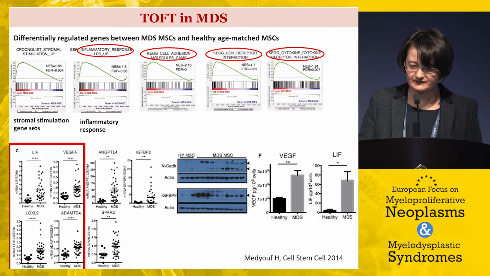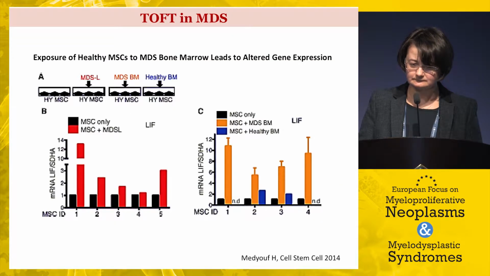The RNA screening in myelodysplastic mesenchymal stromal cells showed that the most differentially expressed genes are those related to inflammation and adhesion molecule processes, and with stromal stimulation. Also, exposure of healthy mesenchymal stromal cells to MDS mesenchymal stromal cells could lead to altered gene expression, as shown here by high expression of leukemia inhibitory factor.